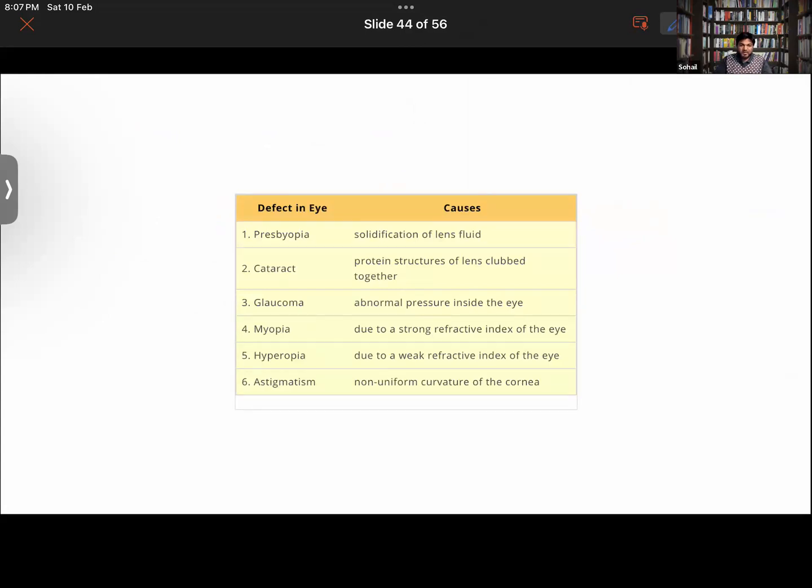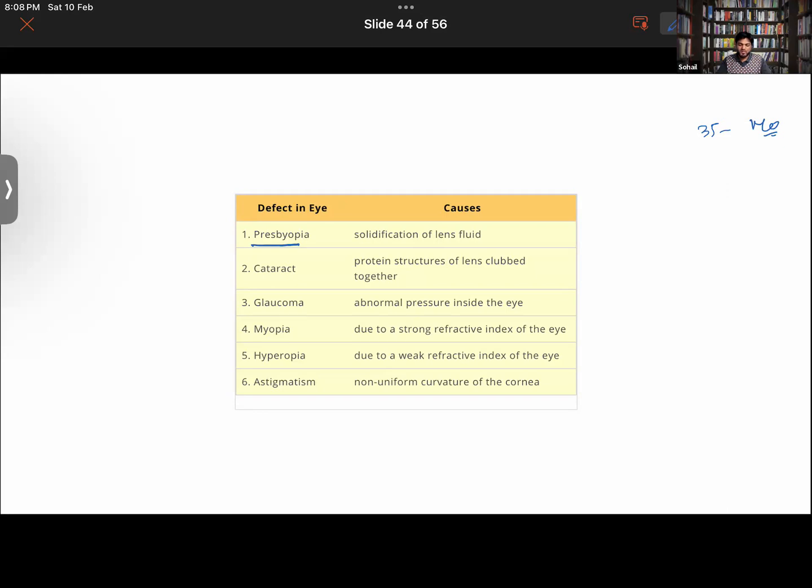Apart from these types of defects, there are some other defects also, if you recall, like presbyopia. In this case, what happens? If the fluid in the lens solidifies, then it leads to presbyopia. Sometimes it happens in old age. Usually, if the person is reaching the age of 35 to 40 or more, it has been seen that it can happen.